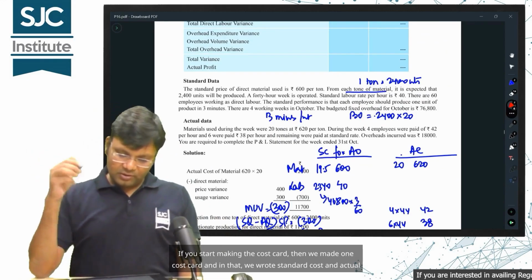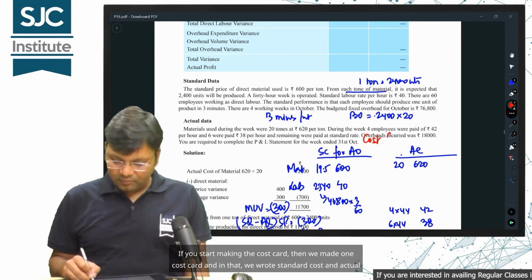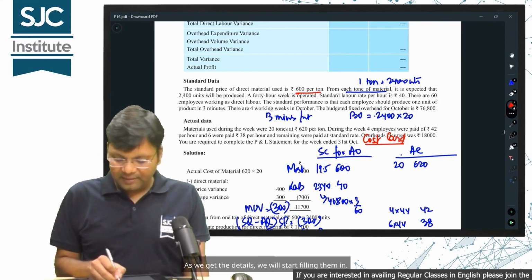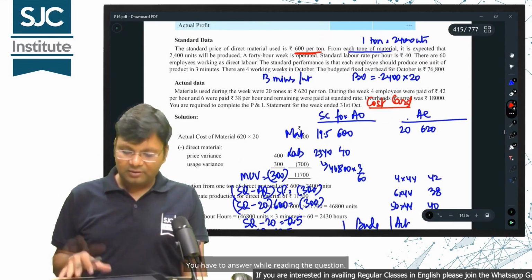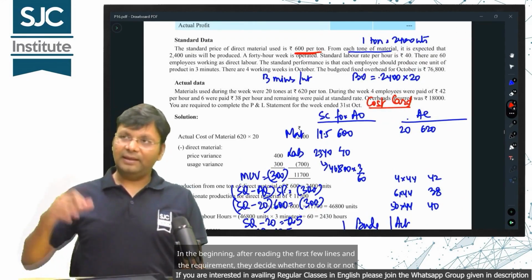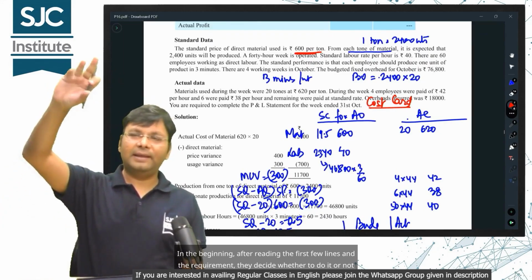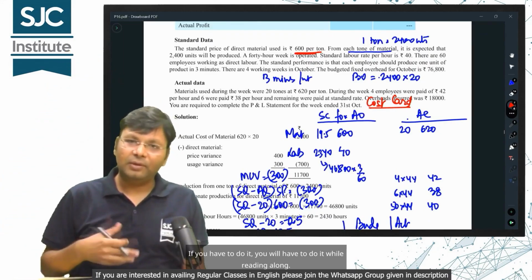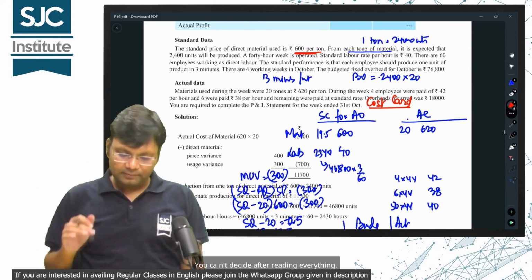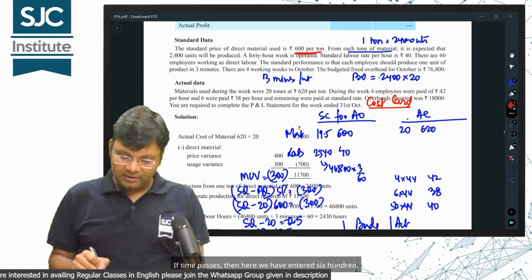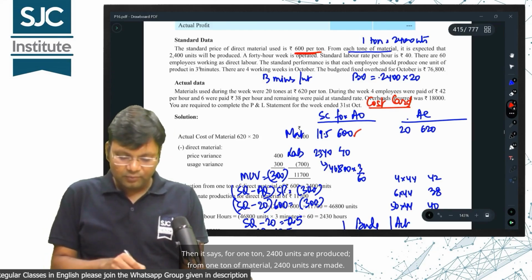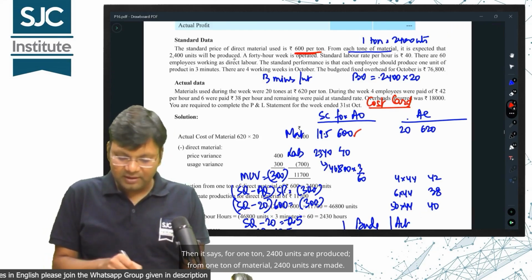If you start making the cost card, then we made one cost card and in that, we wrote standard cost and actual cost. As we get the details, we will start filling them in. You have to answer while reading the question. It's not like you just sit till the end and then keep thinking about it. In the beginning, after reading the first few lines and the requirement, they decide whether to do it or not. If you have to do it, you will have to do it while reading along. You can't decide after reading everything. If time passes, then here we have entered 600. Then it says, for 1 ton, 2400 units are produced. From 1 ton of material, 2400 units are made.